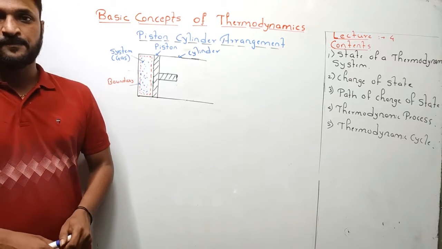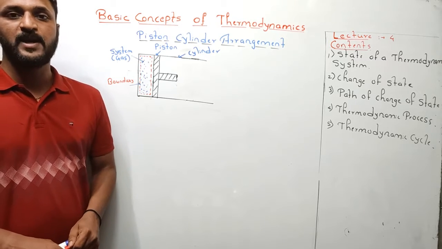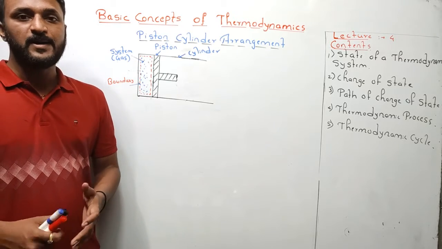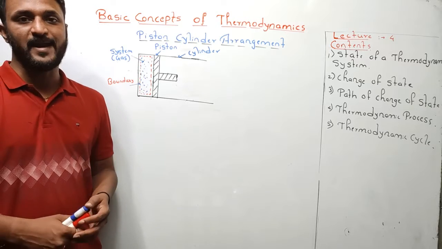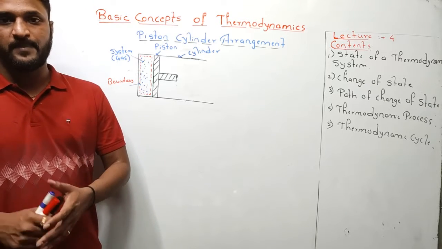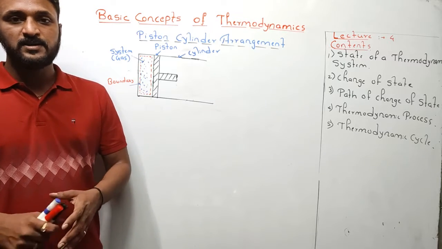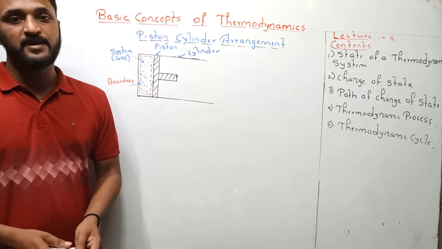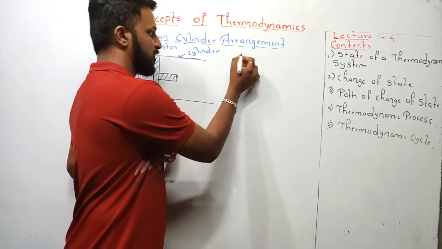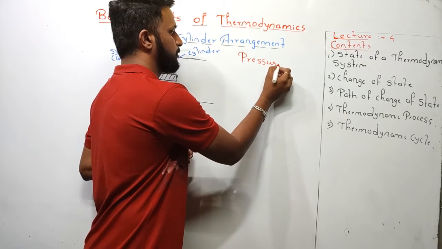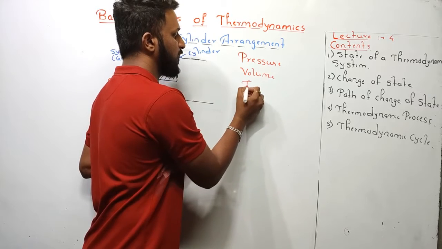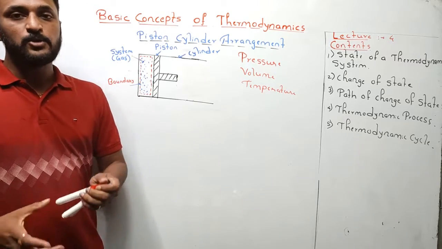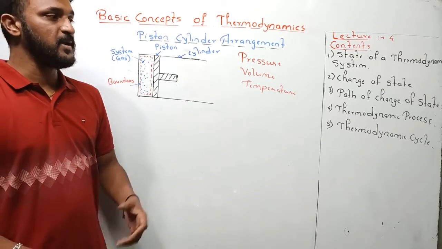Now what is state? In our day-to-day life, we use many social media platforms to connect with people, and sometimes we update our status. While updating the status, we make use of some of the parameters like sad, happy, feeling blessed. By doing so, we tell others what is the condition we are in. Similarly, the state of a thermodynamic system can be determined by parameters like pressure, volume and temperature. Right? This pressure, volume and temperature are the parameters which are used to describe the condition of a thermodynamic system.